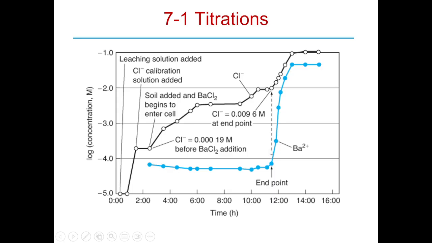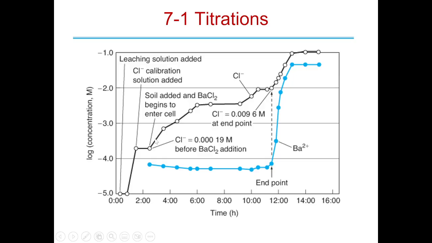So here's a titration. You see the log of the concentration, the molarity. And what we see here is we add a leaching solution right here, and then we get a chloride calibration solution that's added, and that spikes that chloride up. The soil is then added, and the BaCl2 begins to enter the cell right here. This is before that BaCl2 is added. We have a chloride concentration of 0.00019 molarity. We add that, and we get an increase. See that?